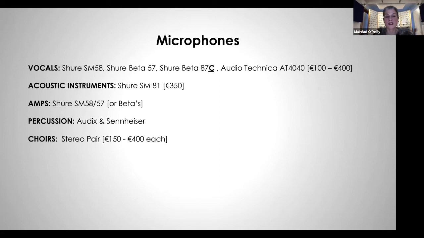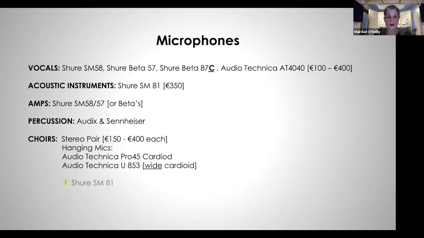Choirs, a number of questions have come in, and the big issue, well, number one with choirs, you'll need 2 mics, so you need a stereo pair. The big issue is the height. So hanging mics are a huge advantage. And for that, I have just listed an Audio-Technica Pro 45. That's a very reasonably priced mic, and they are designed to be hung as the other Audio-Technica is.